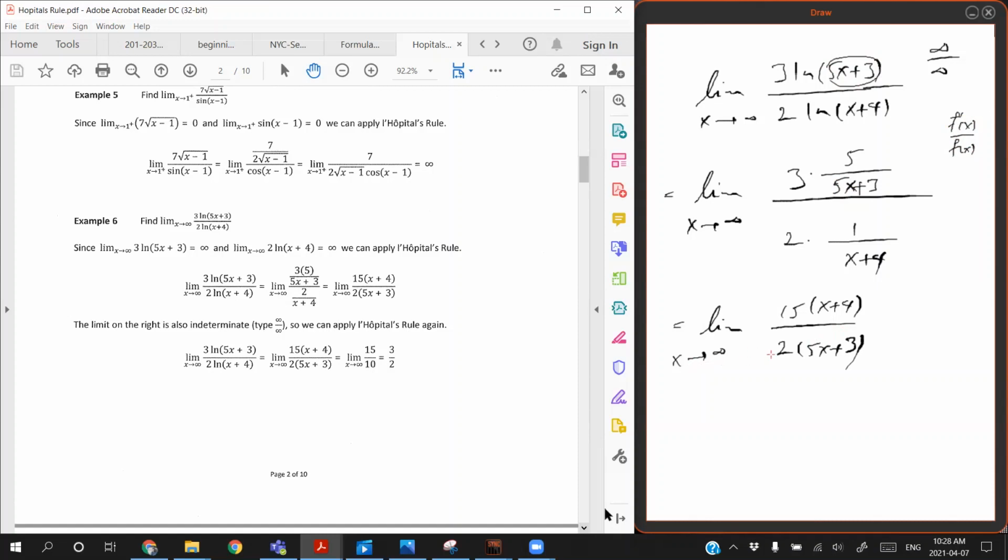Now, this one, if I plug in infinity, I'm again going to get infinity over infinity. So that means I can use L'Hopital's rule again. Let me just expand the numerator and the denominator completely. I get 15x plus 60. At the bottom, I get 10x plus 6. And at this point, if I use L'Hopital's rule, I have the derivative of this, which is 15, over the derivative of this, which is 10. So that's the answer, 3 over 2.